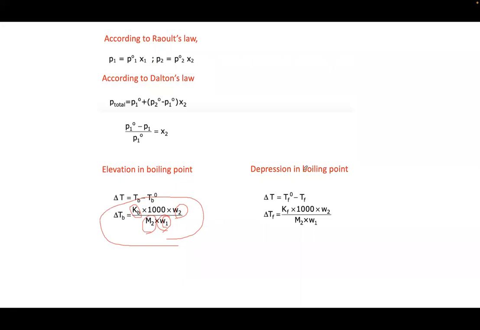In a similar way, this is the depression in freezing point. That is why we have given F. Depression in freezing point can be written as delta TF, and it is very similar. Instead of the elevation constant, here you have a depression constant. The rest of the things remain the same. You should be very careful about the units of these things. Everything should be in similar units, otherwise this will not make sense. You should have these things in grams so that this 1000 makes sense. So that's how you have to do this. Okay, so that covers elevation in boiling point and depression in freezing point.